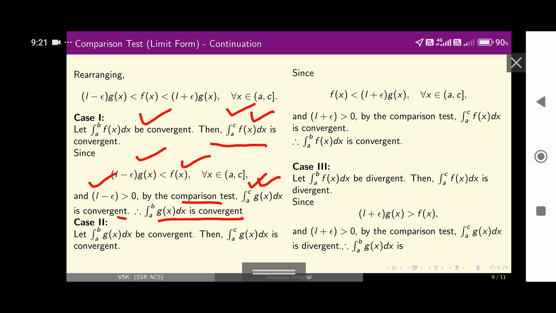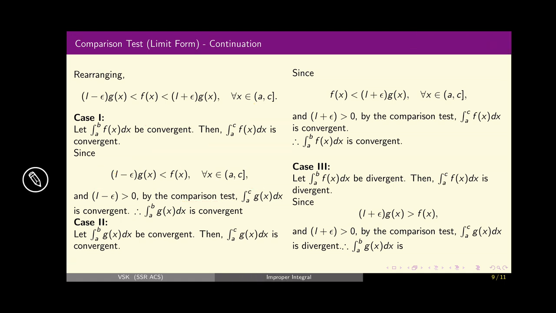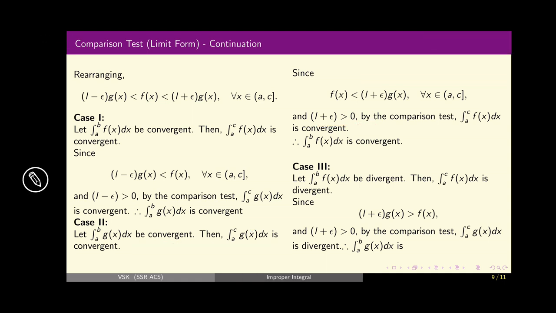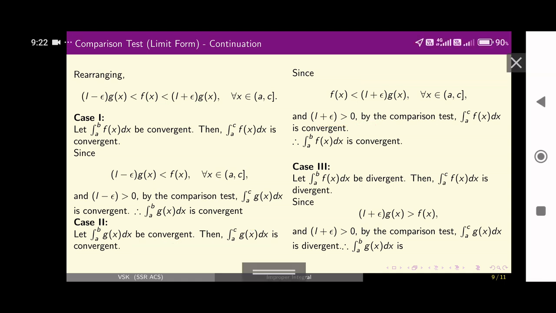Now let us see case number 2. Here let the integral from a to b of g(x) dx be convergent. If this is convergent, then the integral from a to c of g(x) dx is also convergent, and using this part, f(x) is less than or equal to (L plus epsilon) g(x) for all x belonging to (a, c), and L plus epsilon is greater than 0. So again, using comparison test, we can say that the integral from a to c of f(x) dx is convergent, and when that is convergent, this implies the integral from a to b of f(x) dx is also convergent.